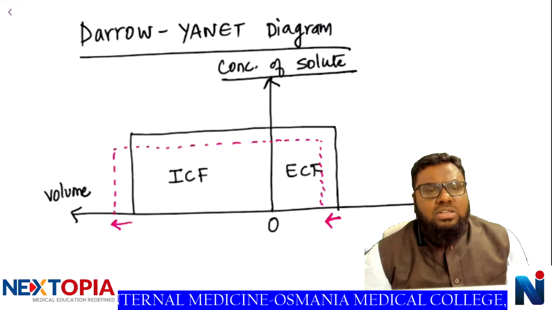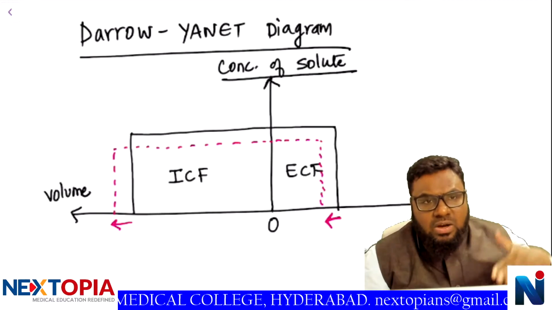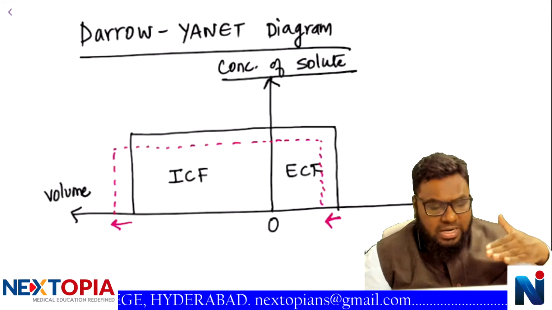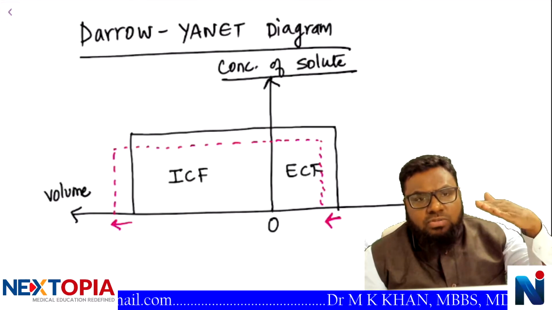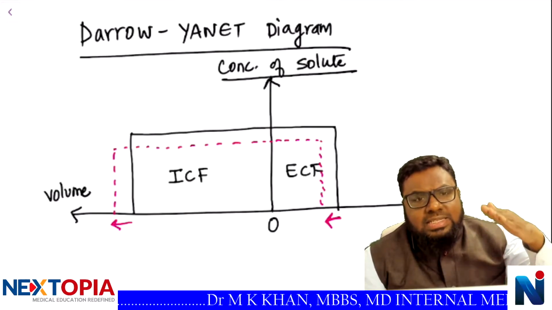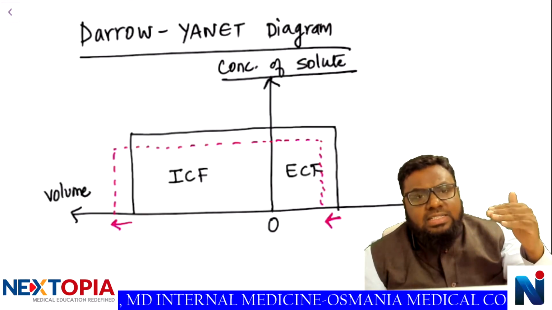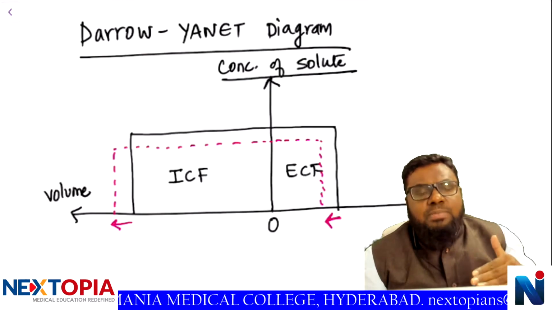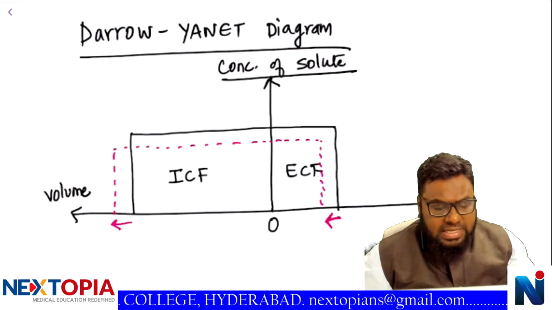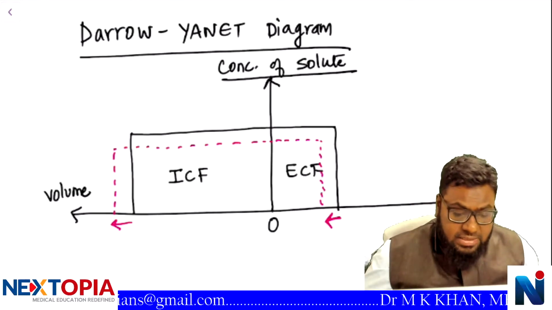According to this diagram, a decrease in the concentration of solute means a decrease in the osmolality. So the height of the fluid compartment has come down. If there is a decrease in the concentration of solute and extracellular volume, what is the impact? The extracellular volume has decreased, but what happened to ICF? Intracellular fluid has increased.